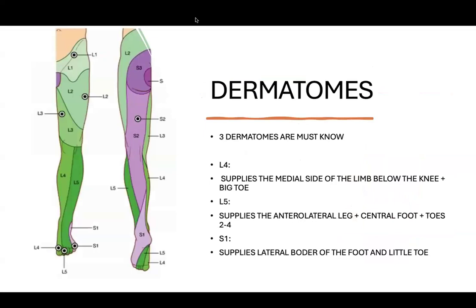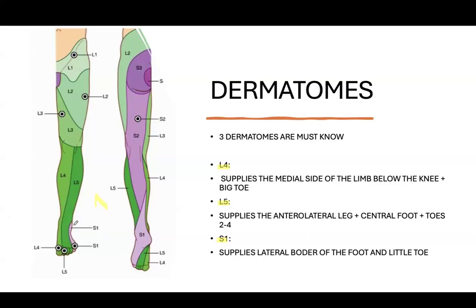We're almost done with this lecture too, and the time is 1:34. Okay, so dermatomes: there's three that you must know. I mean, there's a lot of dermatomes, but you're supposed to know these three because they're important: L4, L5, and S1. L4, as you can see, this is the anterior view, is this medial side of the limb, below the knee. So the medial leg, basically, plus the big toe is L4.